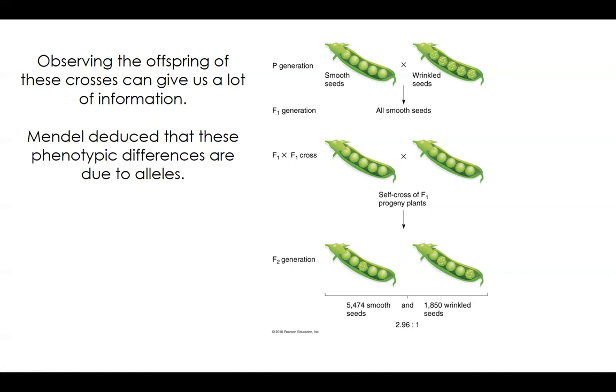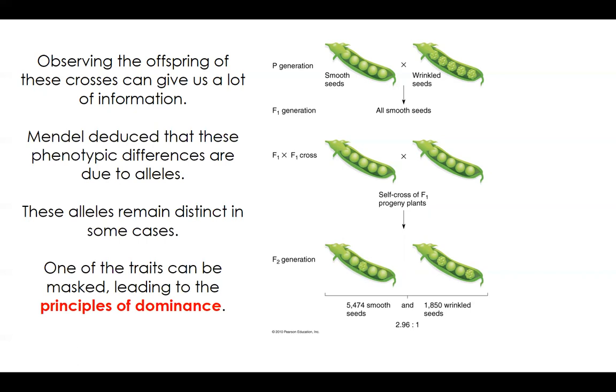Mendel deduced that these phenotypic differences we see, these smooth and wrinkled seeds, are due to alleles. So now we're thinking about the actual underlying thing going on. These alleles remain distinct. One of the traits, the recessive trait, can be masked in the F1 generation. Then when we cross F1 by F1, that's when we're able to reveal that recessive trait again. This is Mendel's principle of dominance. This is where you see that 3-to-1 ratio.